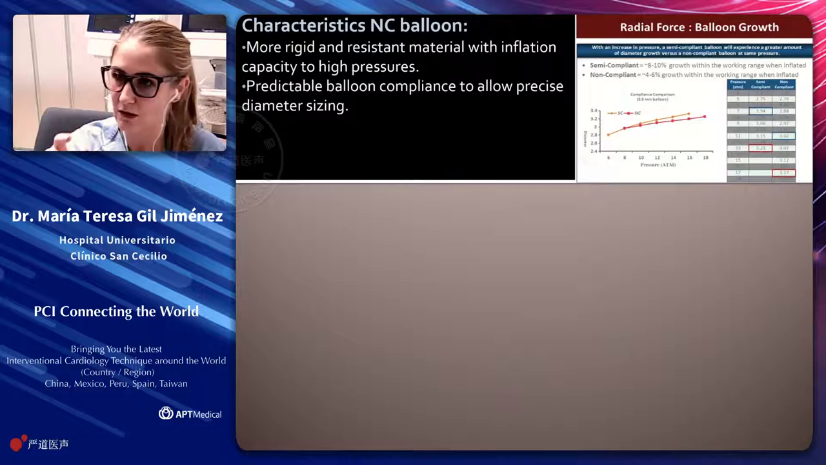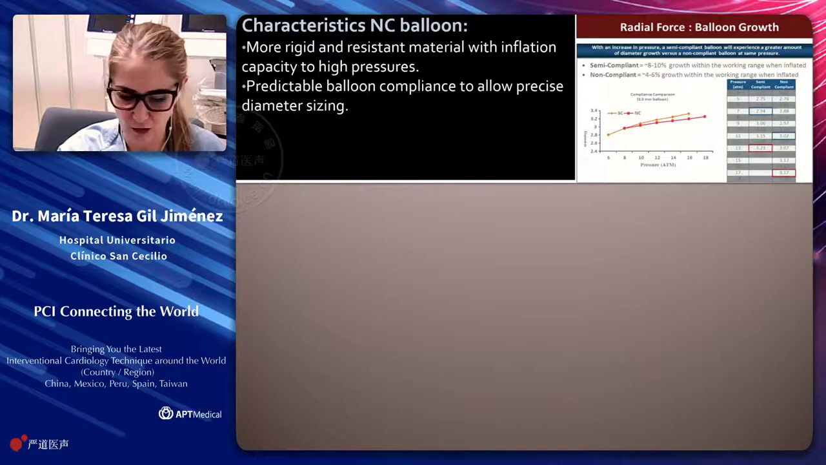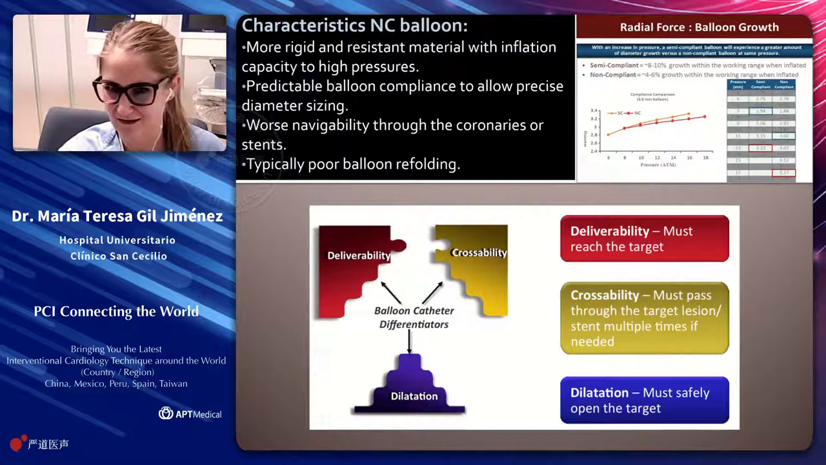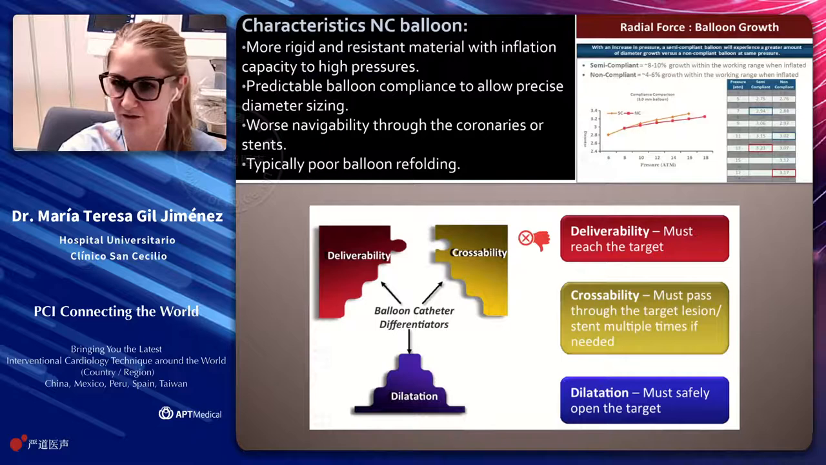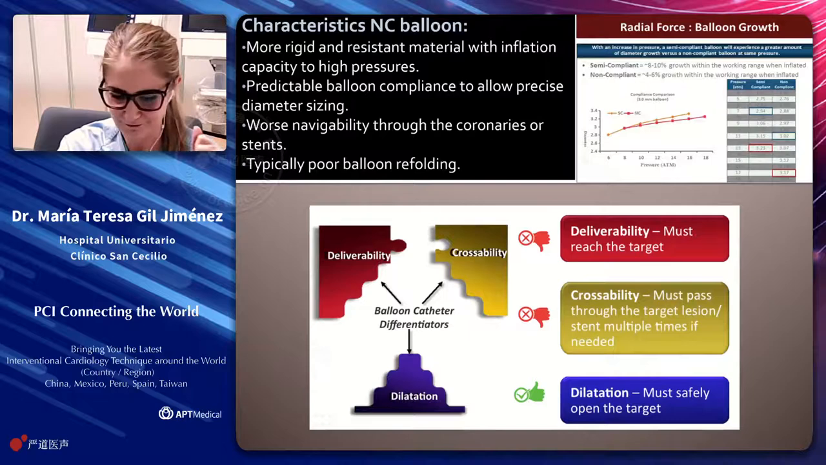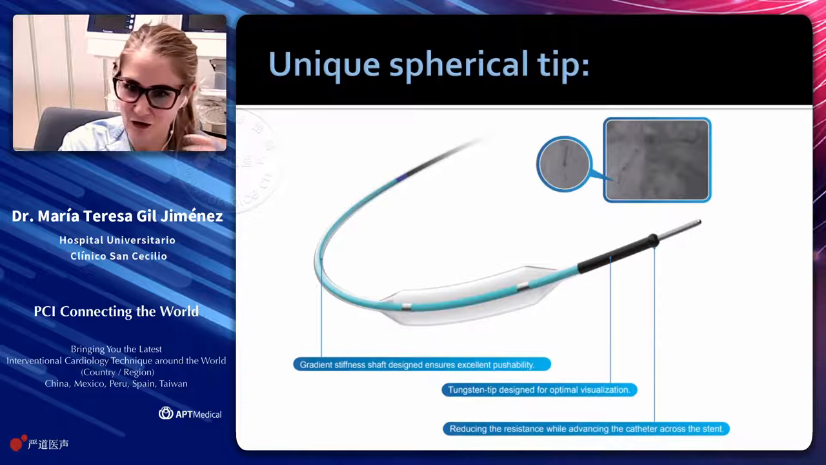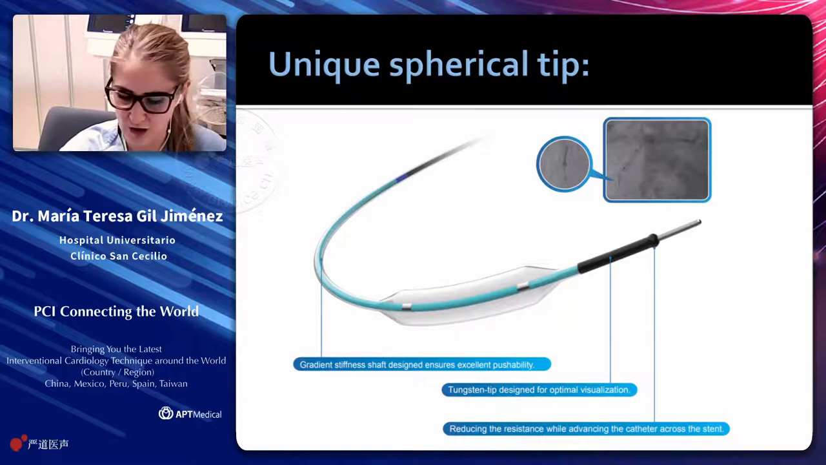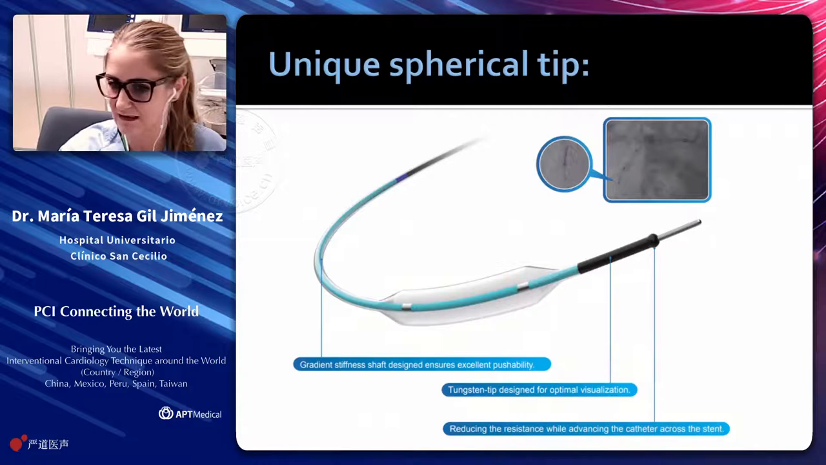But these performance characteristics are often interrelated, and with the more rigid and resistant material comes worse navigability, worse pushability, trackability, and crossability. The very high friction makes non-compliant balloons lose the battle of navigability and crossability. They are good in dilatation. So the Conqueror spherical tip non-compliant balloon, in addition to introducing a technical advance, which we're going to talk about, tries to improve some of the other weak points of non-compliant balloons, because they are designed to ensure pushability. They have an optimal visualization and reduce the resistance while advancing.